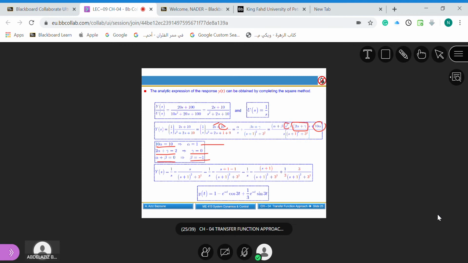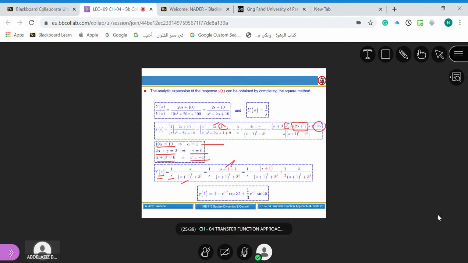And at the end of the day, we will find y of s is equal to 1 over s minus s over this one. So it turns out to be minus s. Since I have plus 1 here, I can add plus 1 and subtract 1. So it turns out to be this equation. We found this equation: 1 over s minus s plus 1 over this s plus 1 plus 3 squared plus 1 over 3 times 3.